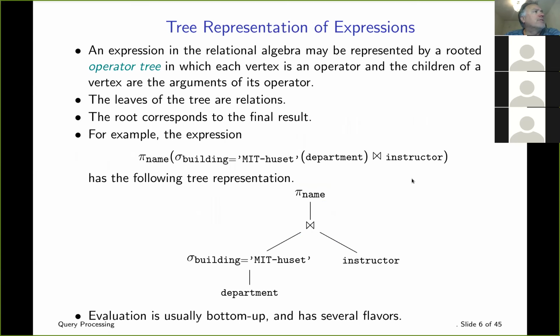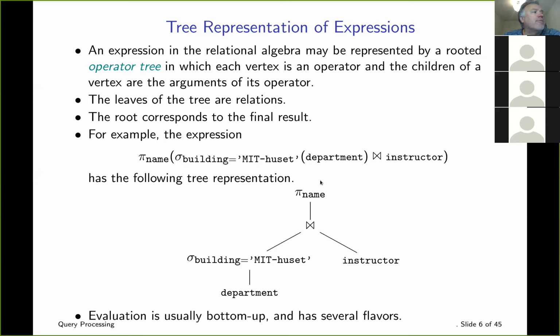So the algebraic representation that comes in is a rooted operator tree where the leaves are the input relations. The evaluation is bottom up, and the root finally corresponds to the final result. Look at this example: give me the names of the instructors that are in a department that's in Meet Husid. This would have the following tree representation.